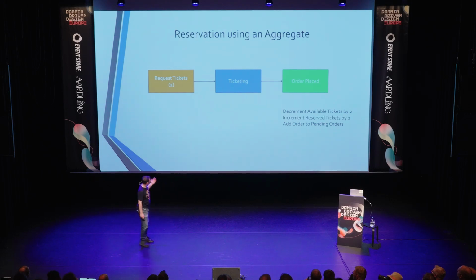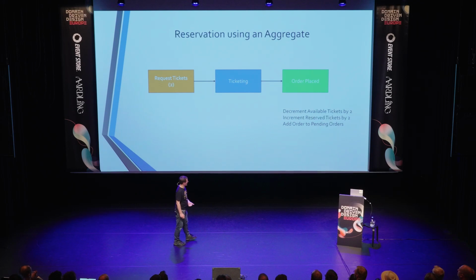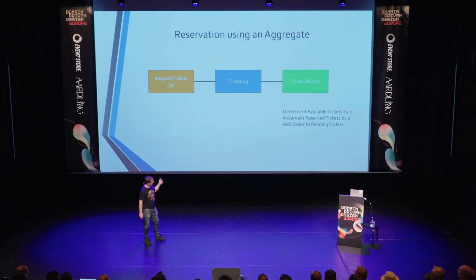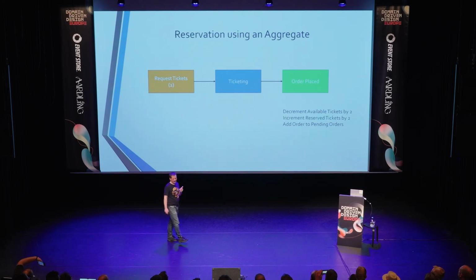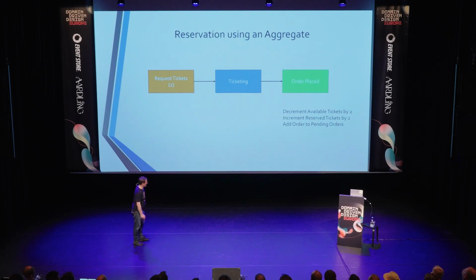Okay, so what we're going to do is we've got someone going to request 2 tickets. It goes to our ticketing aggregate. Why does it go to our ticketing aggregate? Because we need to be sure we've got enough tickets to be able to sell. So when we apply the order placed, we're going to decrement the available tickets by 2. We're going to increment the reserved tickets by 2. There's a reason for that. And we're going to add the order to pending orders.